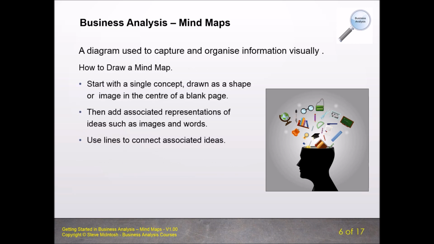So we'll move on to how to draw a mind map. You start with a blank piece of paper and you draw a single box or shape in the centre of the page that represents what this mind map is about. You then add associated ideas shown as images or words, and then link them together simply with lines.